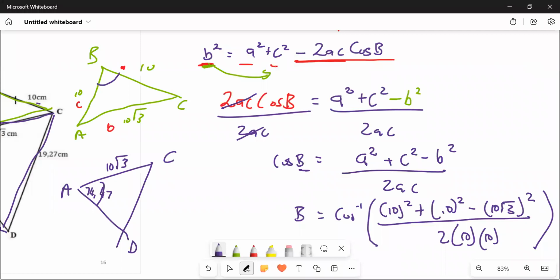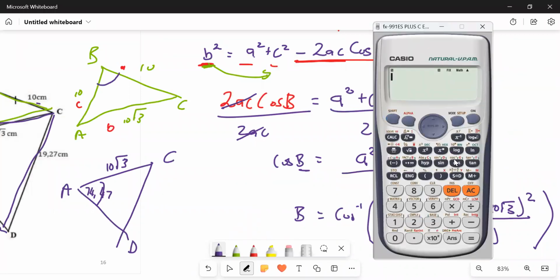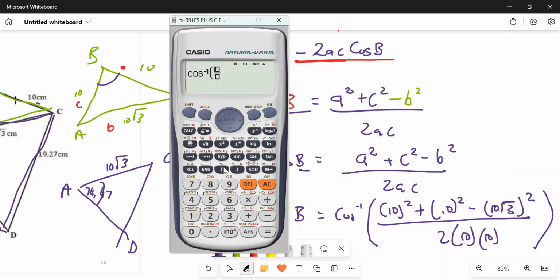You get 120. No? Yeah, but how do you type it? Actually, you're going to say shift cos arc. Okay? And then you say fraction. And then after that, you say open bracket, 10 root 3 squared plus 10 root 3 squared minus... it says which 10 root 3 all squared again, all over 2 multiplied by 10 multiplied by 10. And then you close the bracket here.